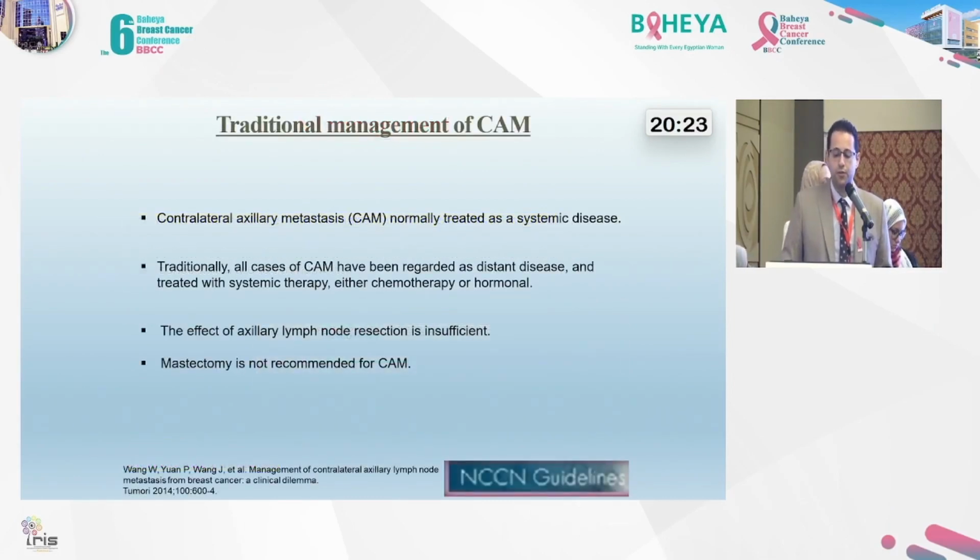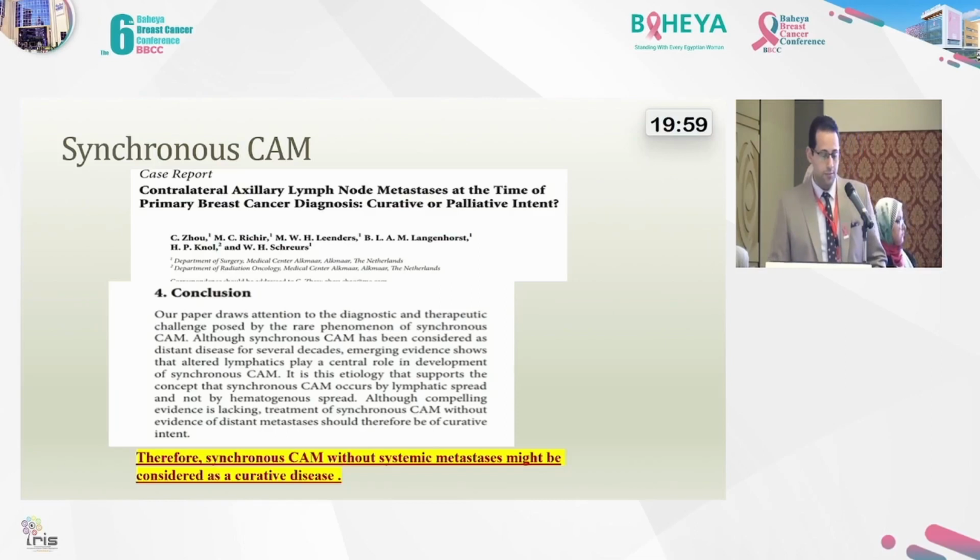According to the guidelines, contralateral axillary metastasis is normally treated as a systemic disease. All cases have been regarded as distant metastasis and treated with systemic therapy, either chemotherapy or hormonal treatment, and the effect of axillary lymph node resection is insufficient and mastectomy is not recommended. However, some case reports and limited publications show that there is a better prognosis in cases of asynchronous contralateral axillary metastasis when treated with curative intent.